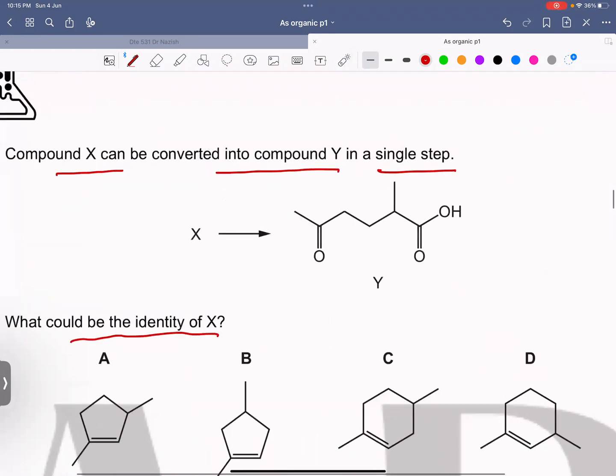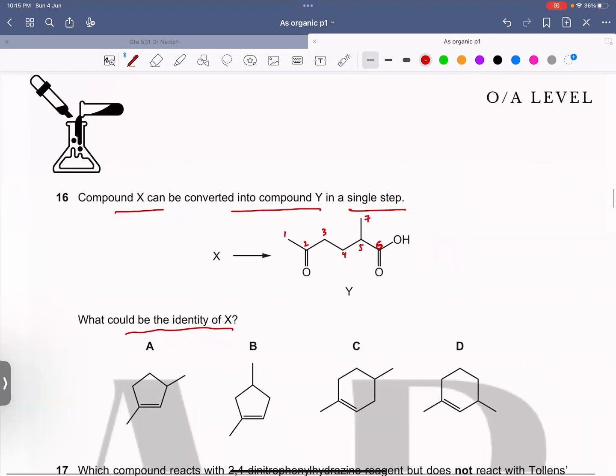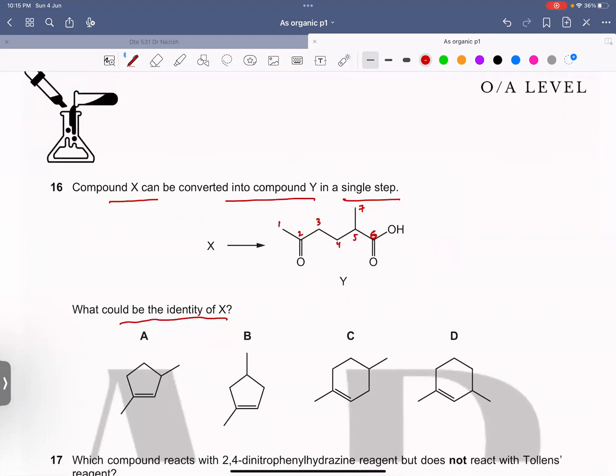Which can be X? So first count the number of carbon atoms in a chain. 1, 2, 3, 4, 5, 6 carbon atoms in a chain, and the seventh one is in the side chain or the branch. Okay. So there are 7 carbon atoms, right? So in C and D, I can easily mark C and D wrong because there are 8 carbon atoms in them.